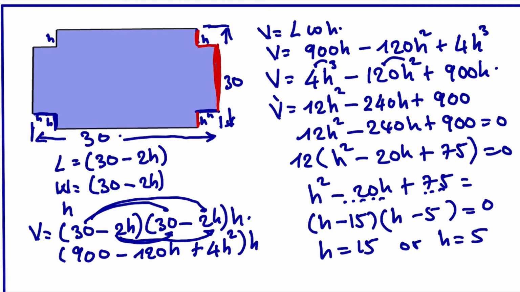Okay, at this point, we need to choose one of these. Now ask yourself, if all this dimension is 30, we cannot say that the height of this box is 15. Just imagine that you're going to cut this with h equal to 15. 15 is half. How can you cut half of it to form a box? So the best thing to do is to choose the h value that fulfills this condition. So h is equal to 5. We are going to choose h equals 5.